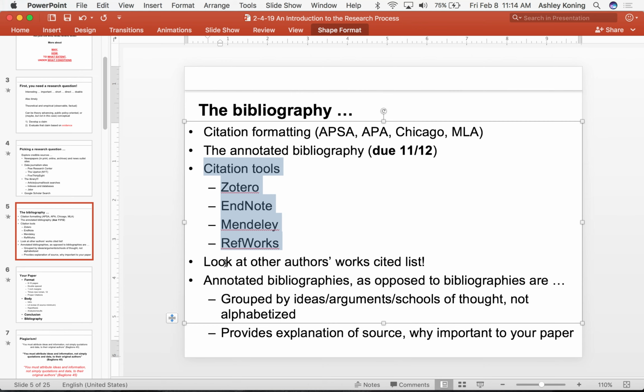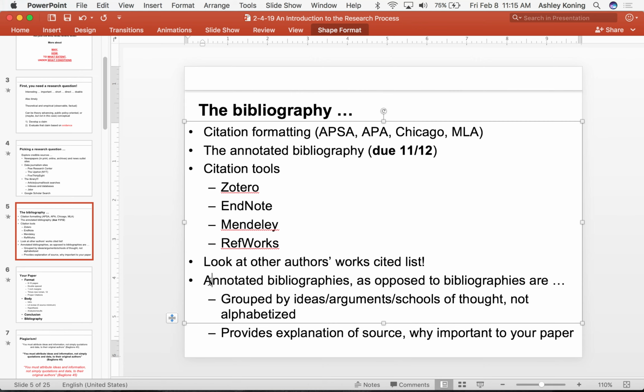My biggest tip is always look at the author's works cited list in anything that you're reading, because they'll point you to some other good articles that'll be helpful and definitely related to the topic at hand, because obviously they're using similar sources to research a similar subject.